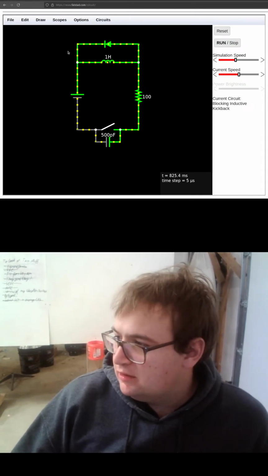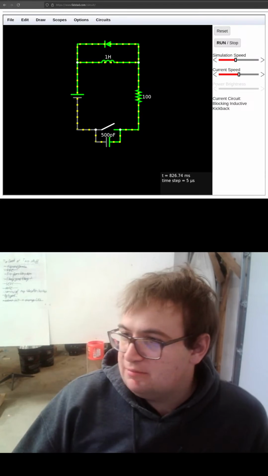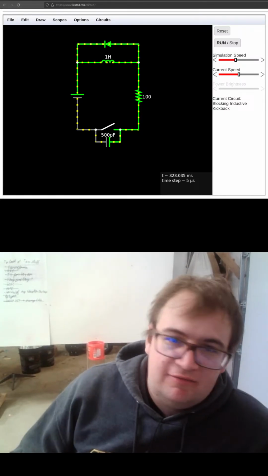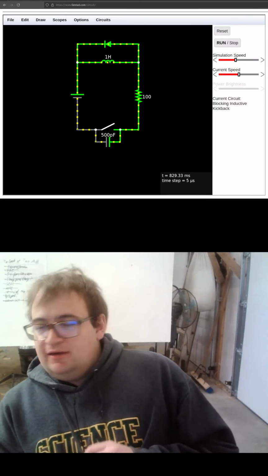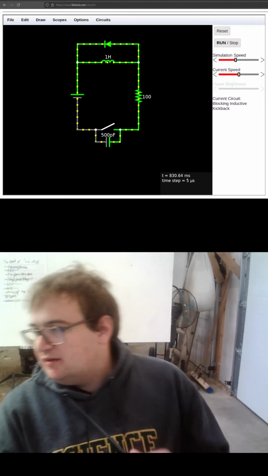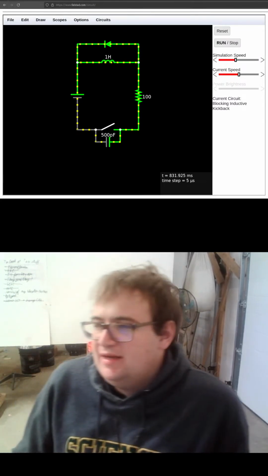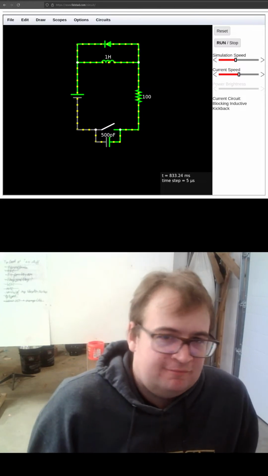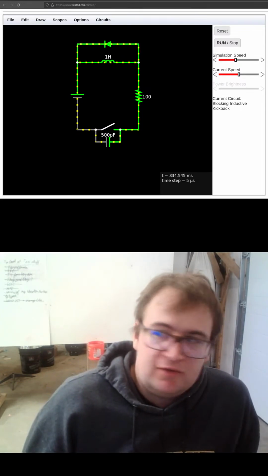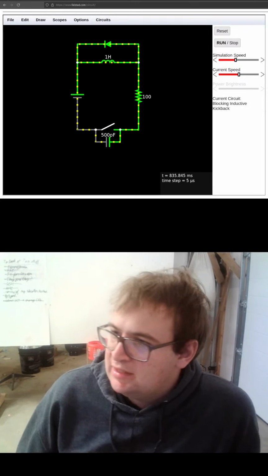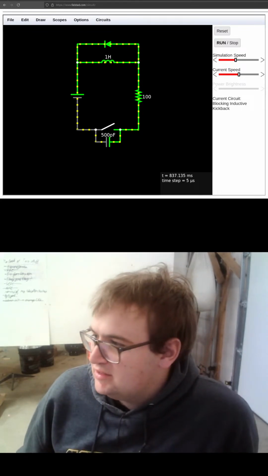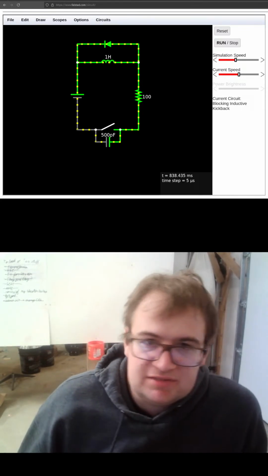So, yeah. Does anybody have any questions or comments on inductive kickback, and how you can deal with it? Blocking it either, like the first time I showed, there was a capacitor and resistor. This time it's a diode.